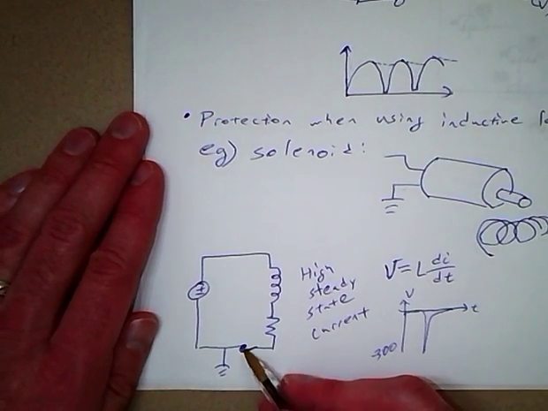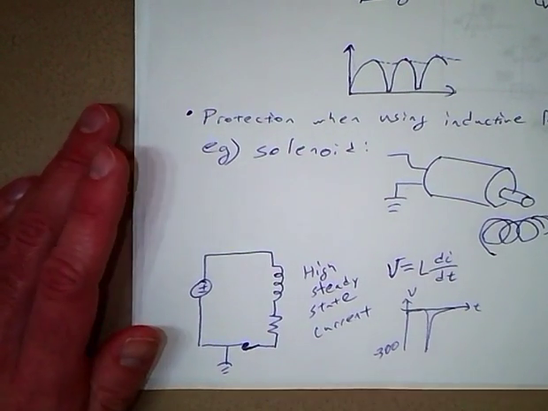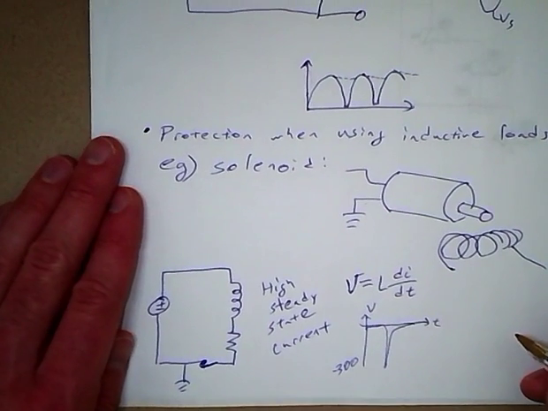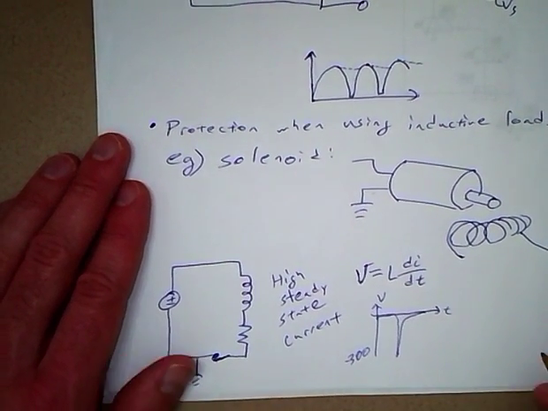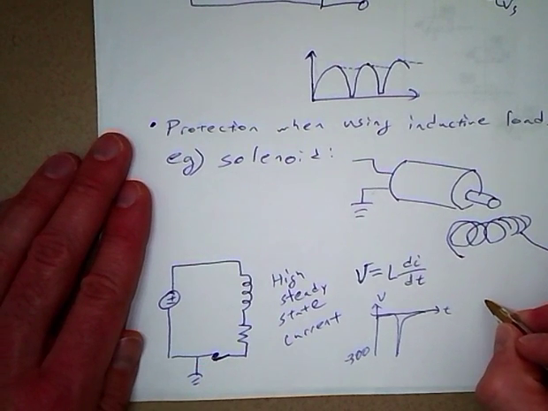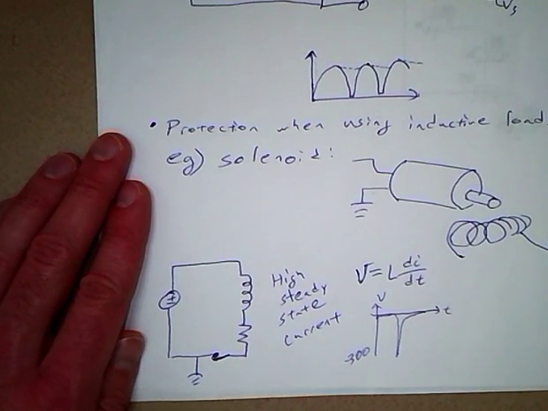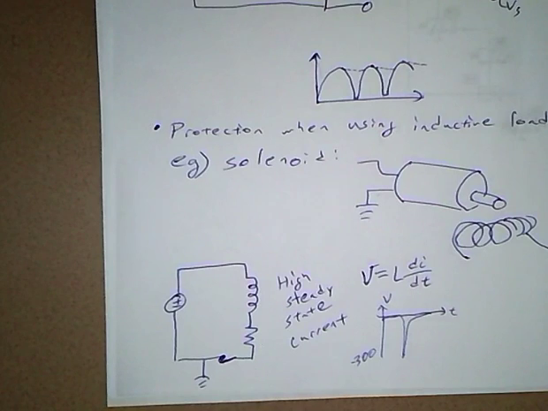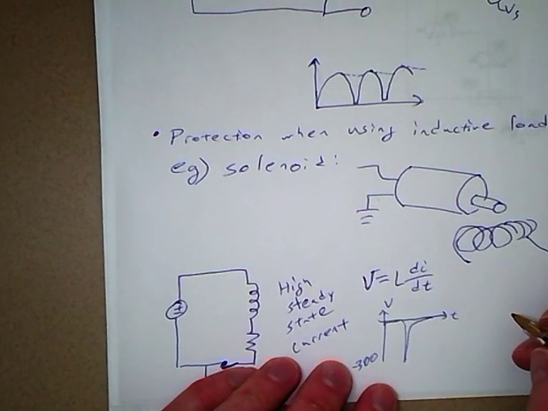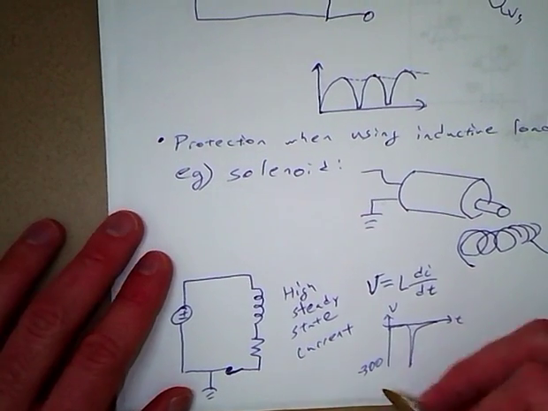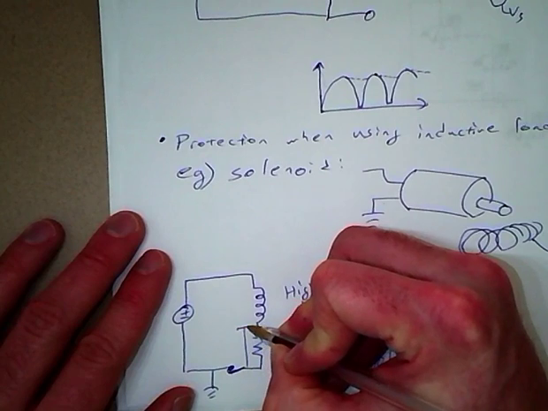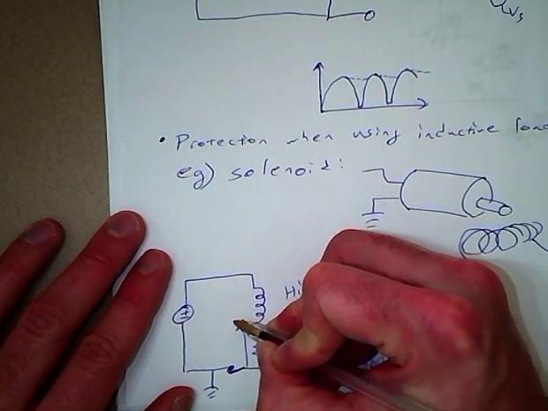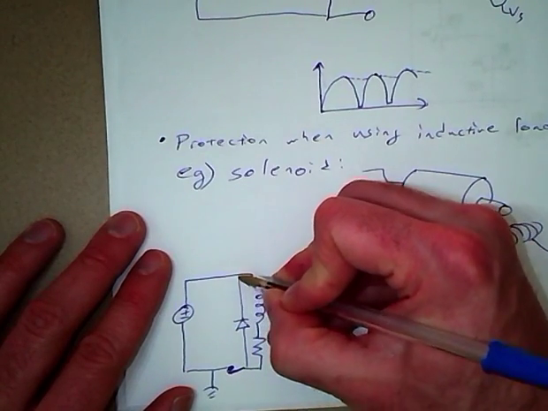Which can cause arcing across our switch, and which could damage the switch. So if this switch was open, there could be arcing there. So what we can do is add what's called a flyback diode. A flyback diode can protect our system from that high voltage. And we could simply modify this circuit by adding a diode in parallel with our inductive load.